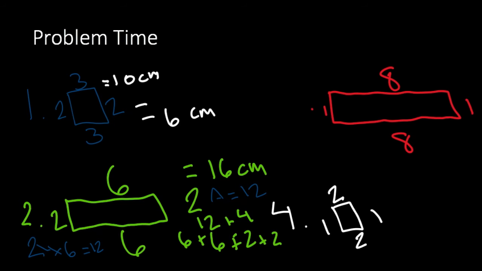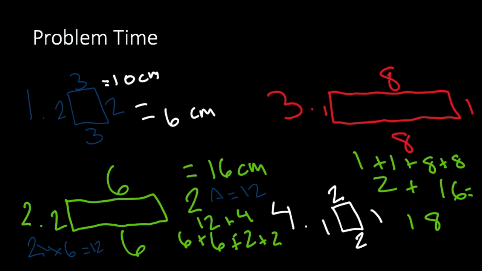Now, on to our next one. Number 3. Let me just put 3 right there. So it got erased. Number 3. So now the perimeter is 1 plus 8 plus 1 plus 8. So 1 plus 1 plus 8 plus 8. Now 1 plus 1 equals 2, and 8 plus 8 equals 16. All we have to do now is add 2 plus 16, which equals 18. So the area, the perimeter, I keep on getting confused, the perimeter of this equals 18.